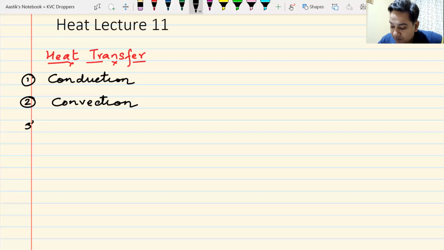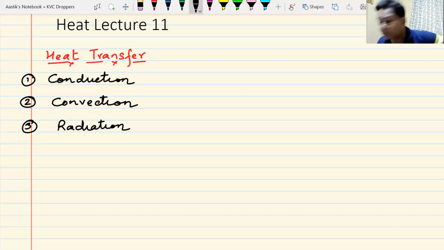The third one is obviously radiation. Now this topic, radiation, may not be covered nicely in all the classes that you might have encountered, but we will be giving equal importance to conduction and radiation. Convection, we will just go through, and I'll just give you a formula.